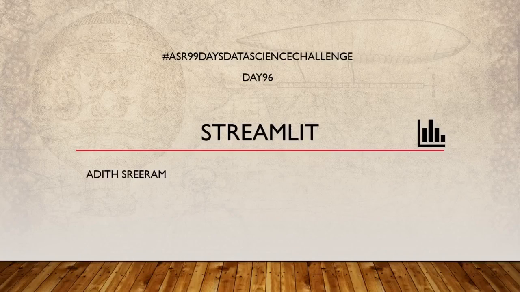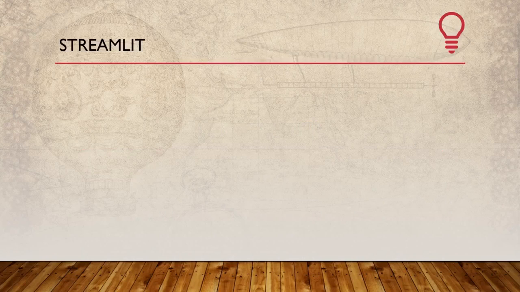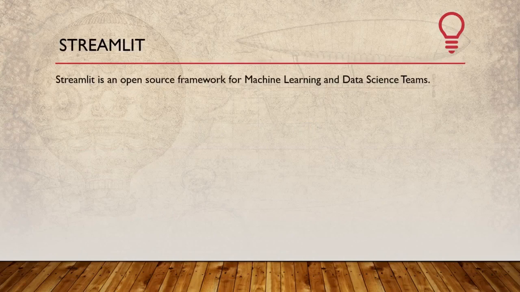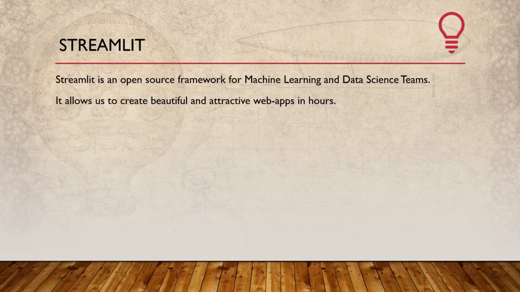Today it is day 96 on the hashtag ASR 99 days data science challenge. And today in this video we are going to look at the introductory part on Streamlit. So what is Streamlit? Streamlit is an open source framework for machine learning and data science teams, and it also allows us to create beautiful and attractive web apps in just a few hours.